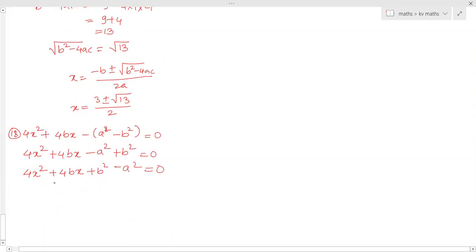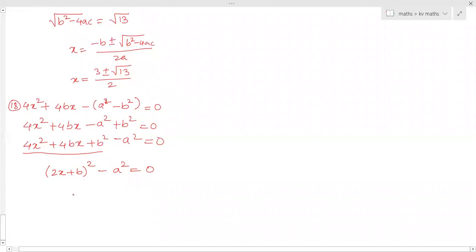In this case, by seeing the first three terms, what do you get to know? a plus b whole square. Which terms are those? 2x and b, 2x plus b whole square, minus a square is equal to 0. Now these are in the form a square minus b square, so a plus b into a minus b are the factors. What is a? It is 2x plus b. So 2x plus b plus a into 2x plus b minus a is equal to 0. So equate these two factors to 0.